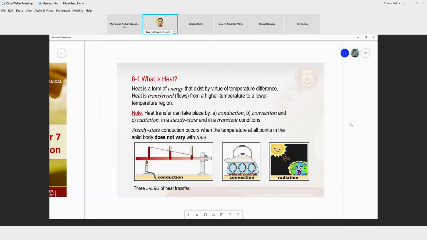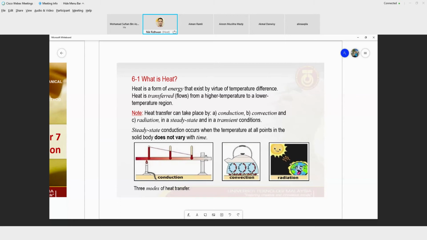Yeah, so this is just to explain the energy contained in the region where we have a temperature difference. You can imagine, even a small temperature difference contains some amount of energy. It's just whether we can use the energy or not, because the amount is too small, and the heat also is transferred. That means it flows.